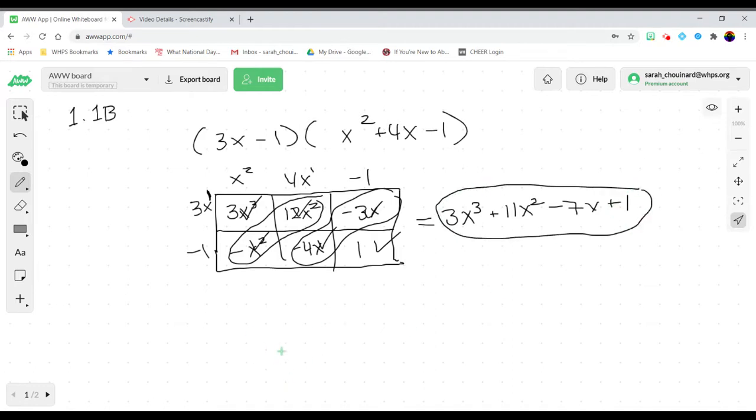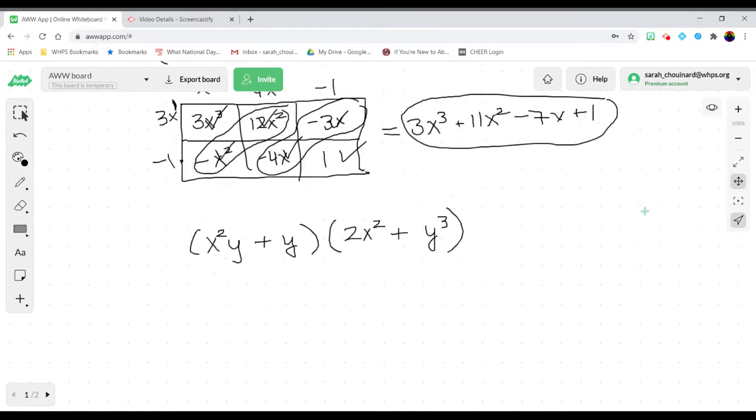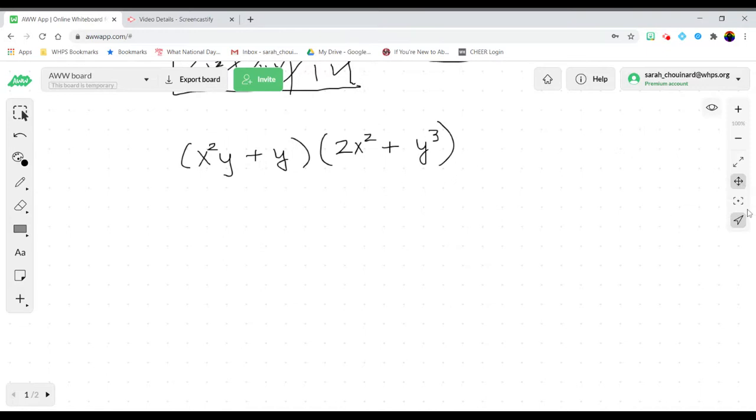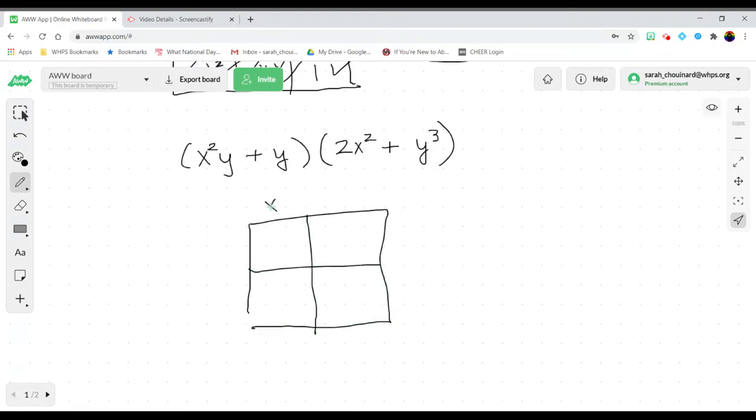I also want to take a look at multiplying some more complicated looking polynomials. So let's say I had x squared y plus y times 2x squared plus y cubed. So for this, what you could do is set up box method. That's what I'm going to do. You could also set up Mailman method. And so I'm going to do x squared y, 2x squared, and y cubed.